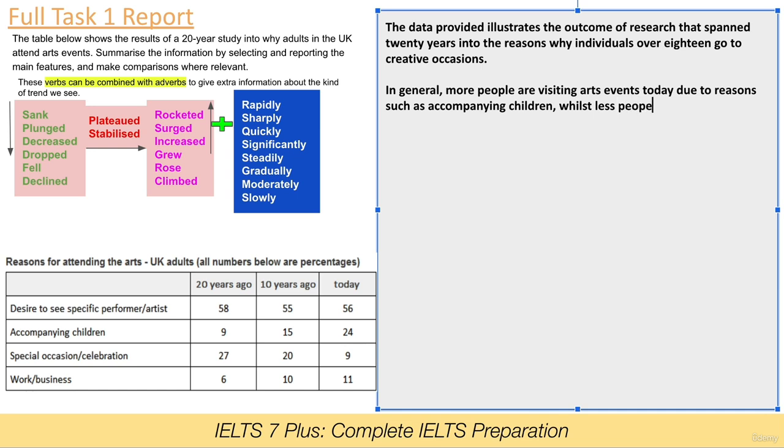Whilst less people are going to these events due to, less people are going for a special occasion. We can leave it at that. So there we go, one S. In general, more people are visiting arts events today due to reasons such as accompanying children, whilst less people are going for a special occasion.